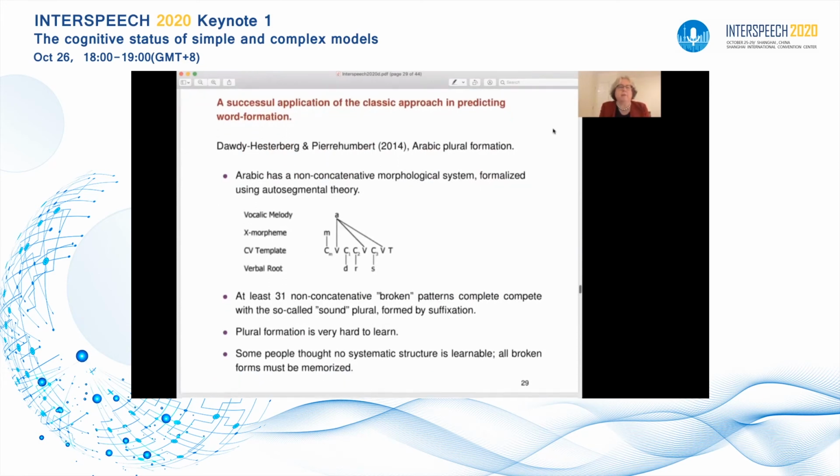Now here's a successful application of the classic approach in predicting word formation, and that is a study I did with Lisa Dowdy-Hesterberg on Arabic plural formation. So Arabic has a non-concatenative morphological system, which you can formalize with autosegmental theory. It has at least 31 different non-concatenative patterns, and they compete with a pattern formed by suffixation. So plural formation is very hard to learn, and some people thought that really it's not learnable, that all broken forms had to be memorized.